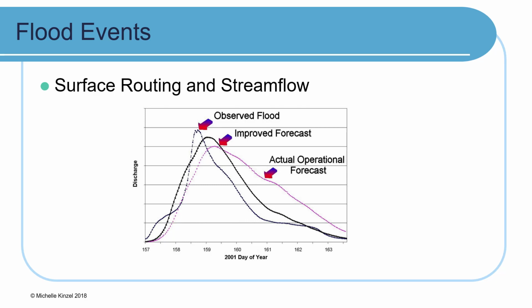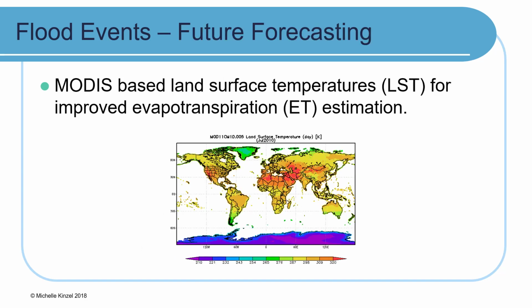With surface routing and stream flow, you can see here a graph of day of the year on the x-axis versus discharge, and the arrows are pointing to observed flood, an improved forecast, and then an actual operational forecast. So all of these components of remote sensing and ground in situ data and weather forecasting models are input into something like mitigating a flood. This is an example of future forecasting and doing the best we can to see what conditions might be like in the future based on models.